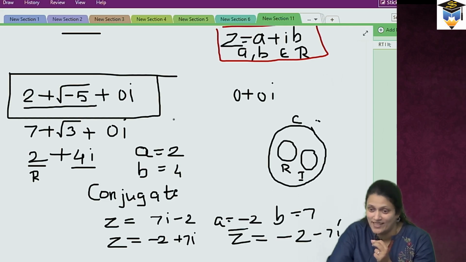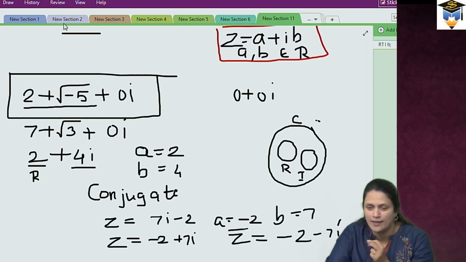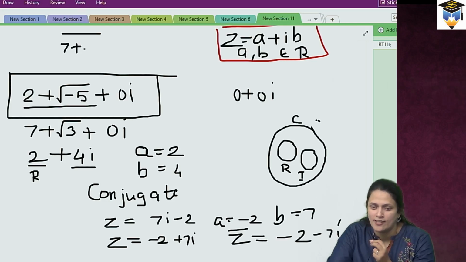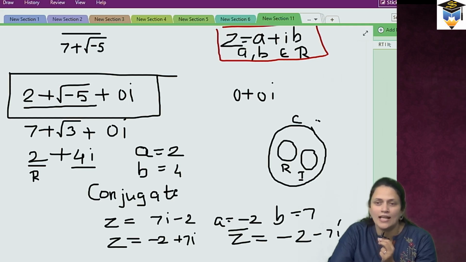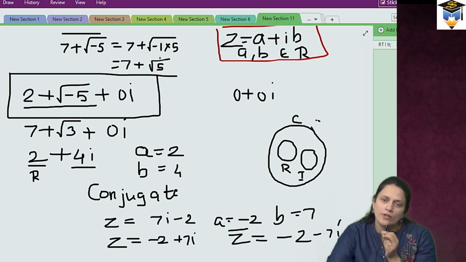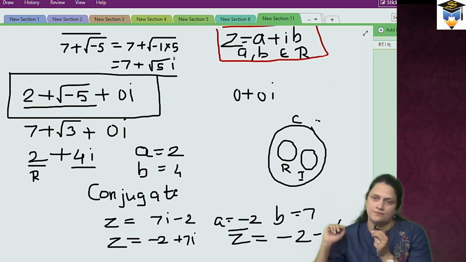How? Tell me, Abhinandan, how? Now look at this, 7 plus... Correct. While writing this, how will we write it? This can be written as 7 plus root of minus 1 into 5. Right? So this will become 7 plus root 5, and what is root of minus 1? i. Understood?